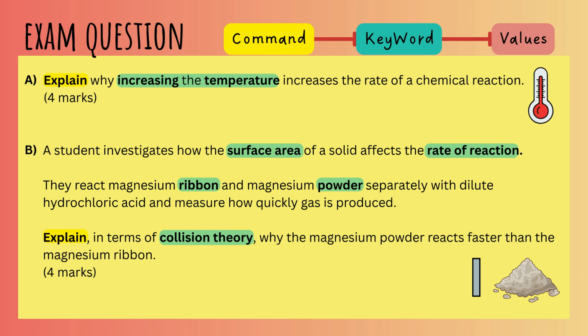Question B. A student investigates how the surface area of a solid affects the rate of reaction. They react magnesium ribbon and magnesium powder separately with dilute hydrochloric acid and measure how quickly the gas is produced. Explain, in terms of collision theory, why the magnesium powder reacts faster than the magnesium ribbon.